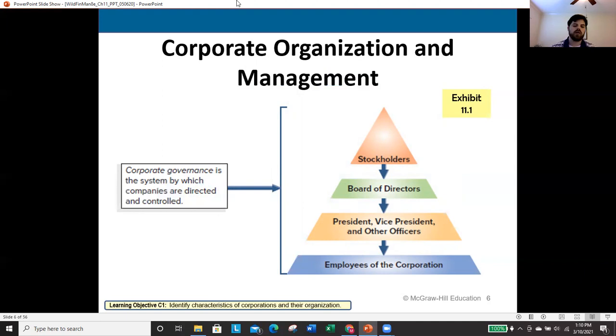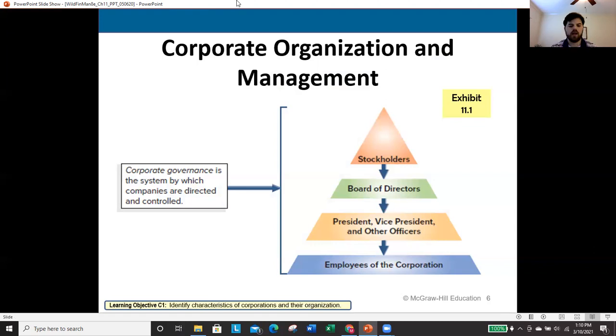Now, the stockholders will then hire the board of directors. The board of directors will then hire your president, vice president, and all of the other officers, everyone up in that C-suite, for example, your CEO, your CFO, all those individuals. Then you'll come down and you'll actually have your employees of the corporation. This is your day-to-day workers, right? But this is the general structure of our company.